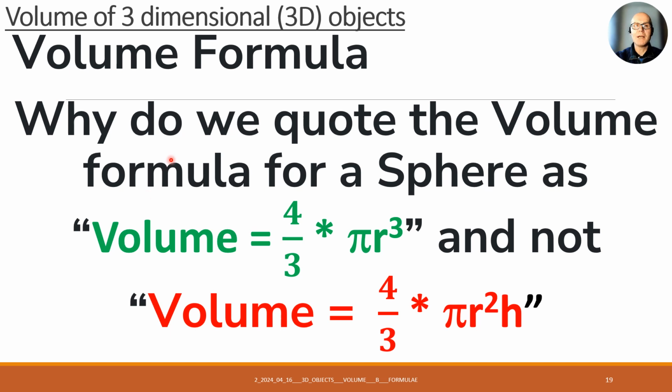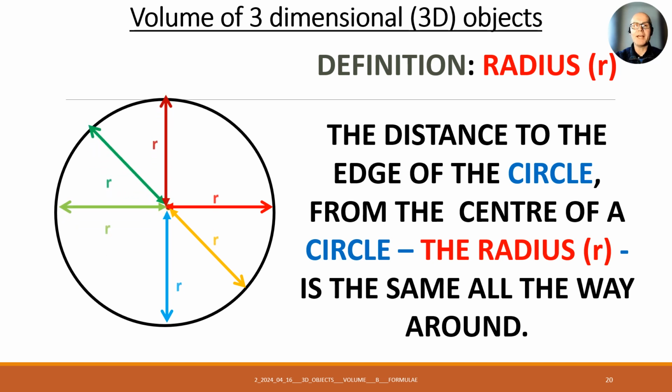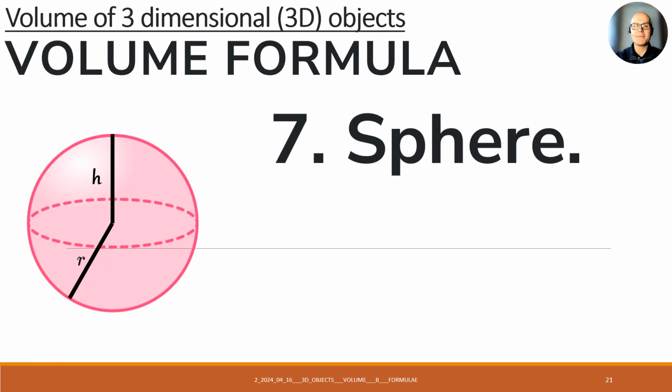So if that's the case, why do we quote the volume formula for a sphere as 4/3 pi r cubed and not 4/3 pi r squared h? The reason is that the distance from the center of a circle to the edge, otherwise known as the radius, is the same all the way around. It doesn't matter which direction you go from the center to the edge, it's all the same radius size.